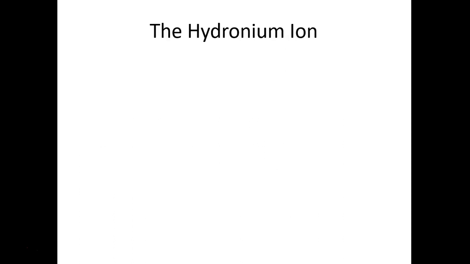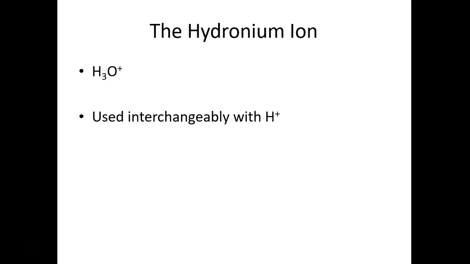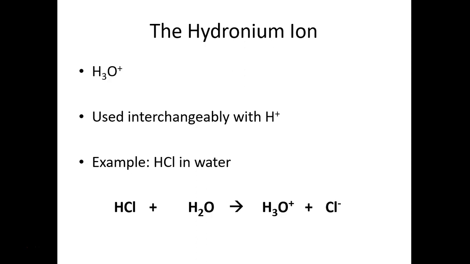We've also seen the hydronium ion several times now, so I just want to make sure we highlight that. The hydronium ion is H3O+. We use this pretty interchangeably with the hydrogen ion, especially when we do calculations. For example, this is produced when we show hydrochloric acid in water. Now, this is a case where you'd really want to write out the hydronium ion because we're trying to show what happens with hydrochloric acid and water specifically. So hydrochloric acid donates a proton to water, and we're left with H3O+ and a chloride ion.